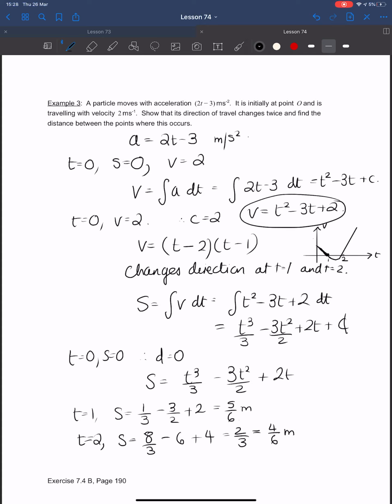Okay, so the distance between the points is actually 5 sixths take away 4 sixths, which is 1/6 of a metre. It's when it's going in the opposite direction to what it is at the start. And there we go, that's the end of that one. That was a quick one.